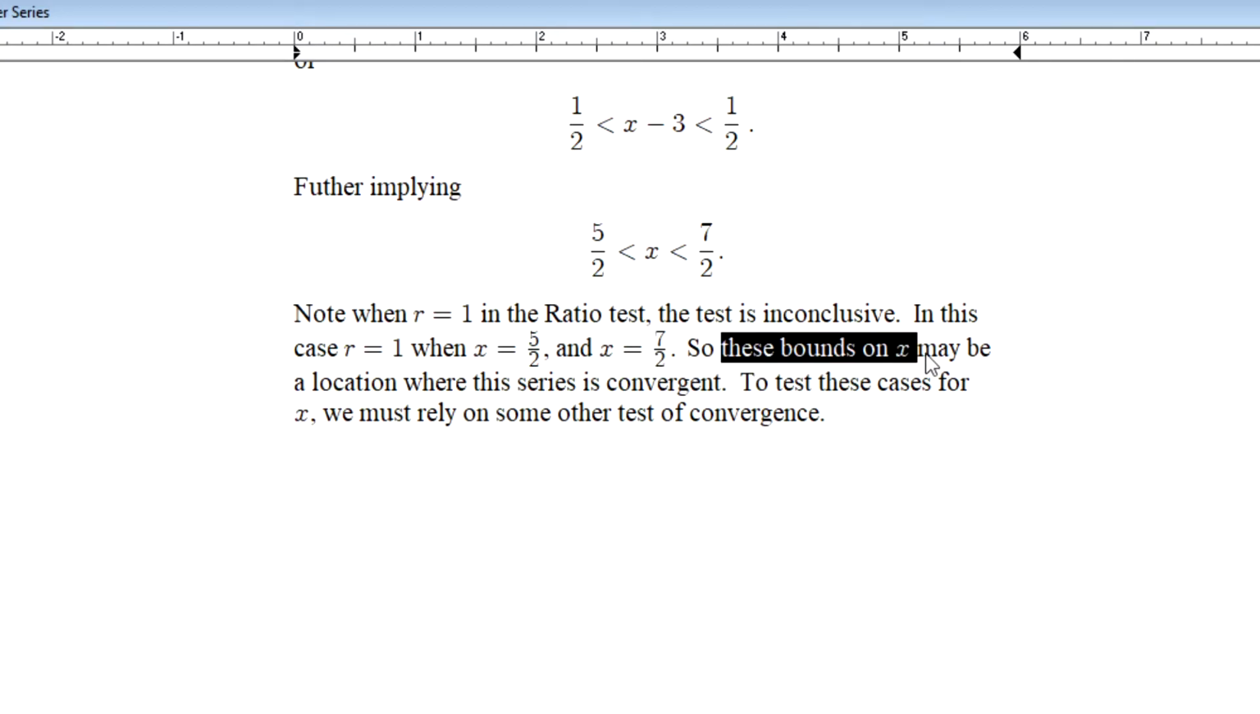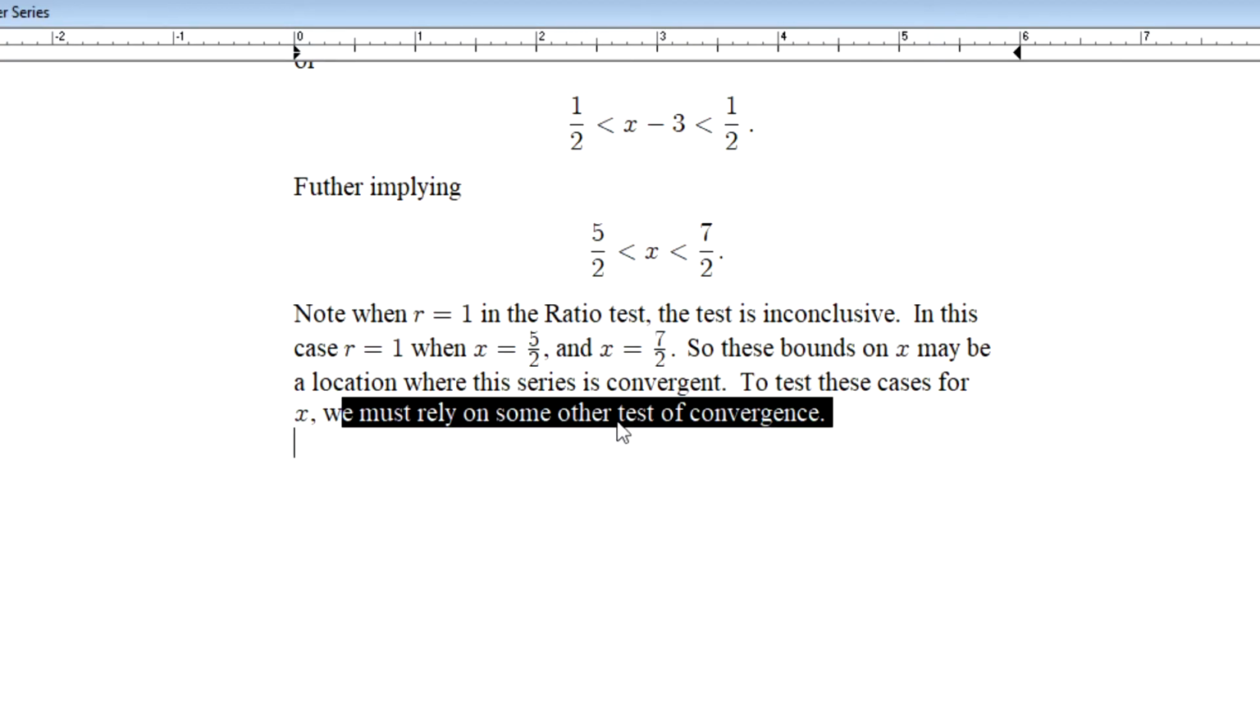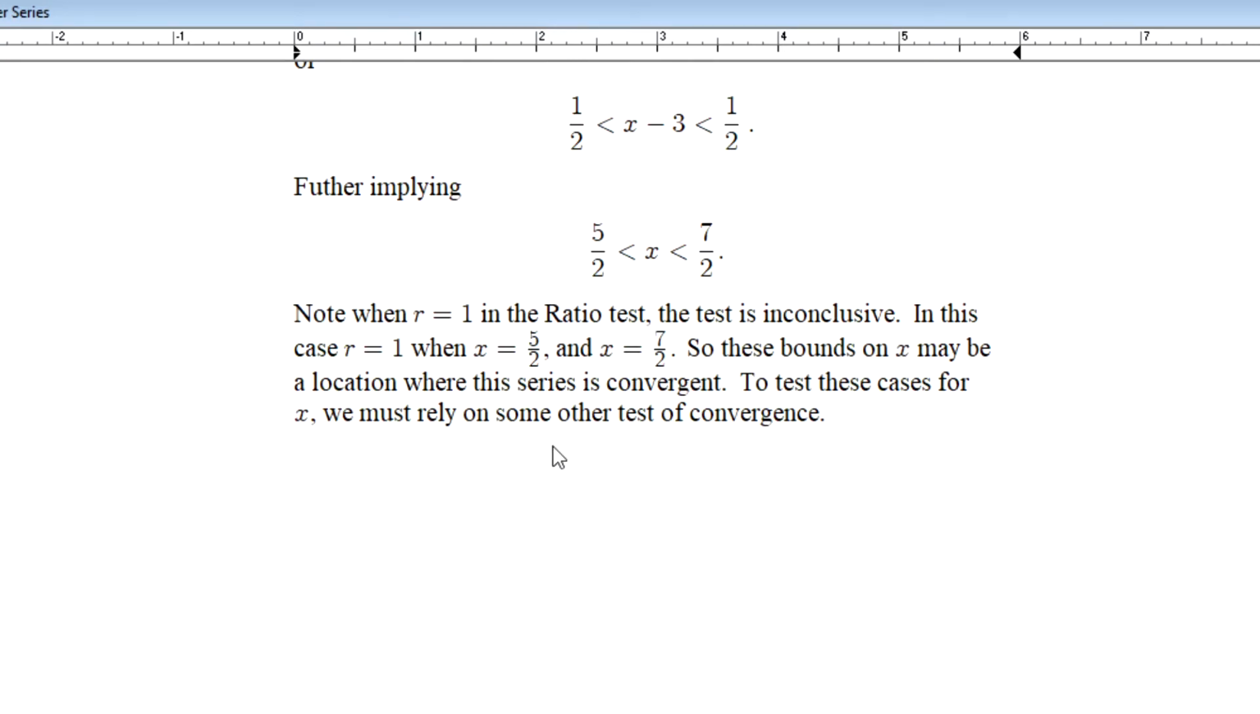So these bounds on x may be a location where the series is convergent, right? 5/2 or 7/2 could potentially be locations where the series is convergent. And to test these bounds for x, we must rely on some other tests of convergence. The ratio test is not going to work for us here in trying to test those bounds because it will cause r to equal 1 in our test.